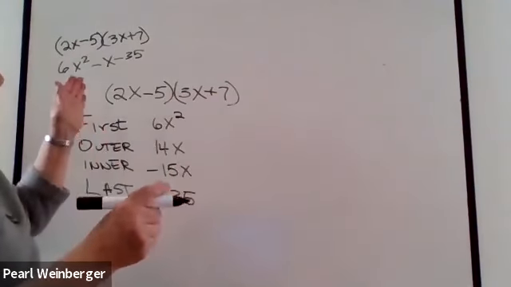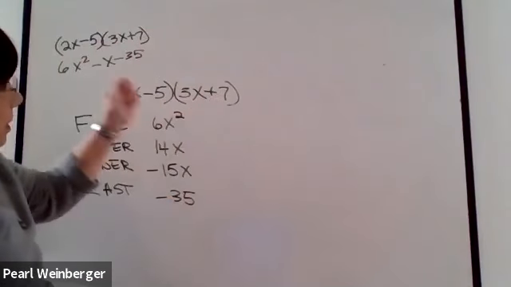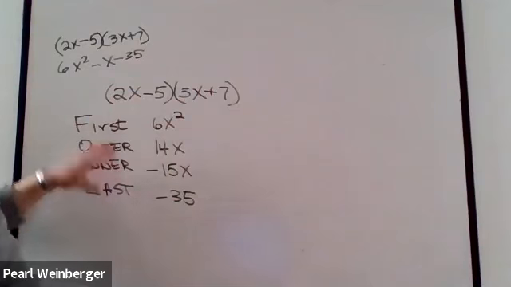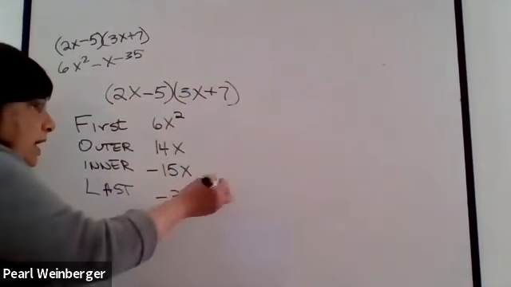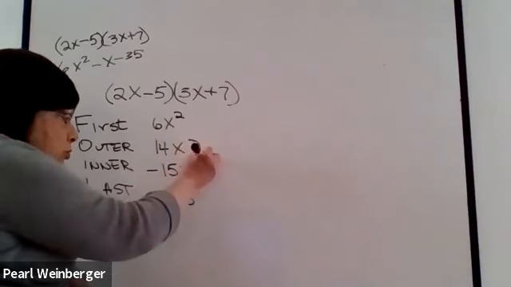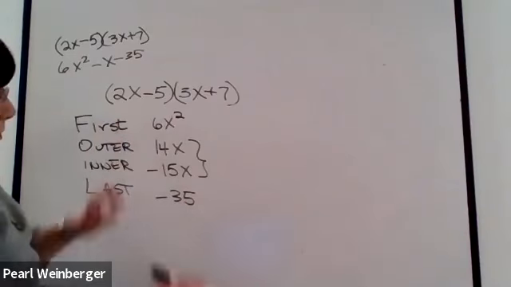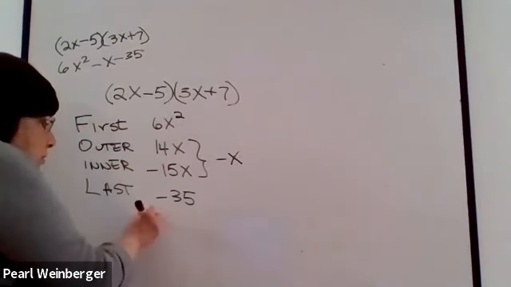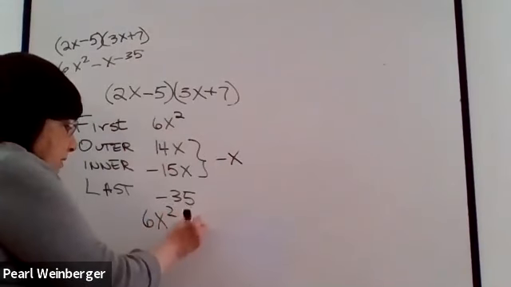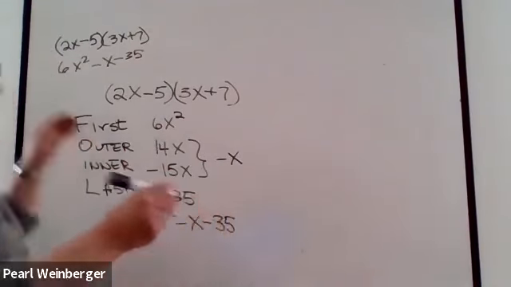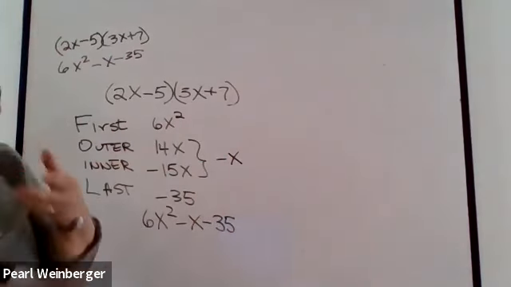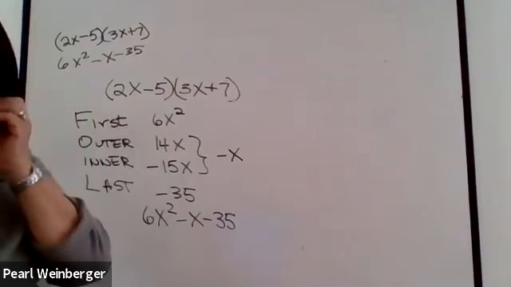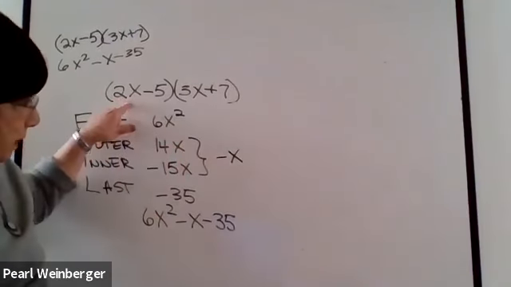Now notice, this is exactly what we did. We did 2x times 3x and 2x times 7. Then we went back and we did -5 times 3x and -5 times 7. This is just a reminder of what you're doing. Now notice, again, you're going to have to combine the like terms. Usually your like terms are the outer and the inner. The 14x and the -15x give you -x, so that your final answer comes out to be 6x squared minus x minus 35. Notice it's basically exactly what we did before. It's just giving it a name. Now, FOIL stands for first, outer, inner, last. It means the method you use when you're multiplying one binomial times another.